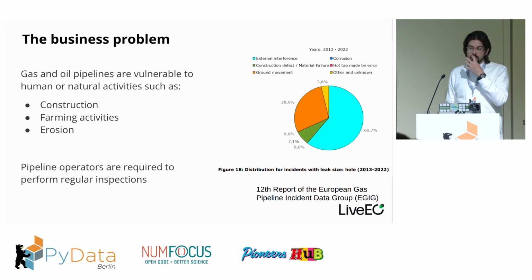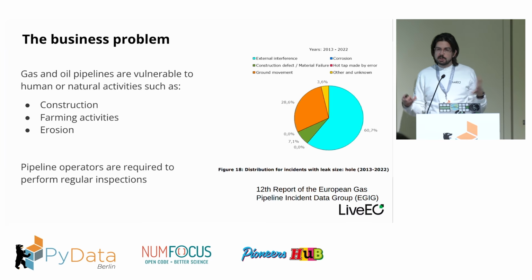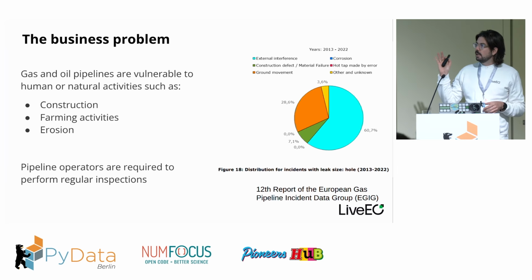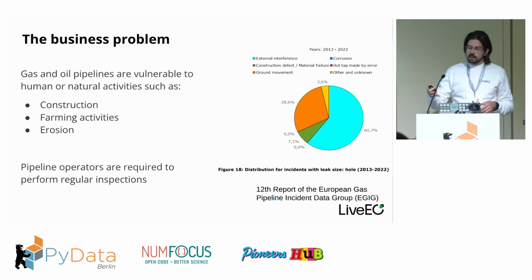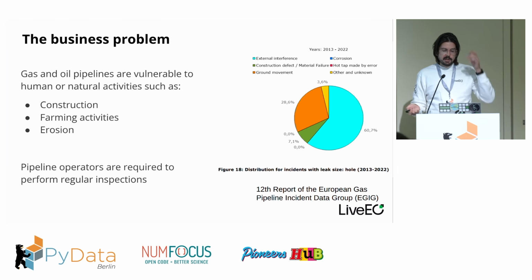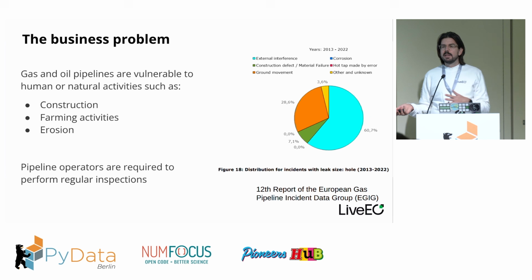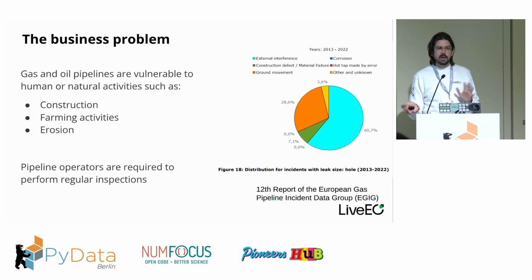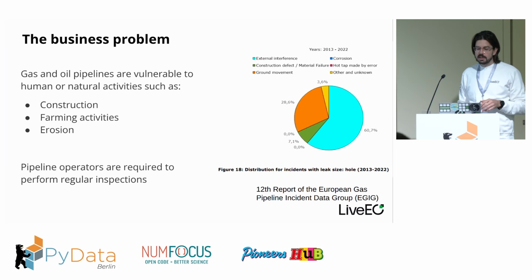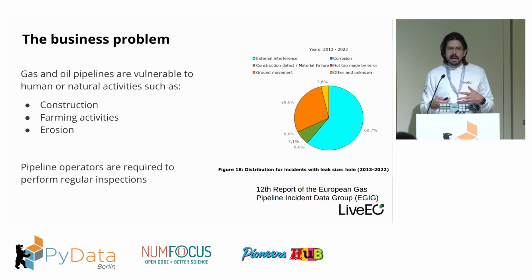If you look at this report from the European Gas Incidence Group, you can see that external interference, which means people digging holes or doing anything like this, is one of the main drivers in holes that are created in gas pipelines. And the pipeline operators are required to perform regular inspections, usually on the order of between every 2 weeks to every 2 months, depending slightly on where in the world they are and what kind of gas pipelines they operate. But they have to do regular inspections just to make sure that nothing bad is happening along their pipelines.